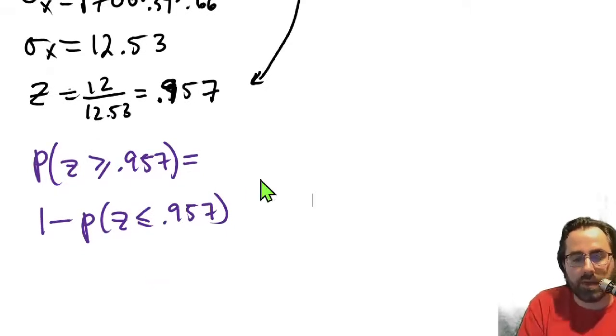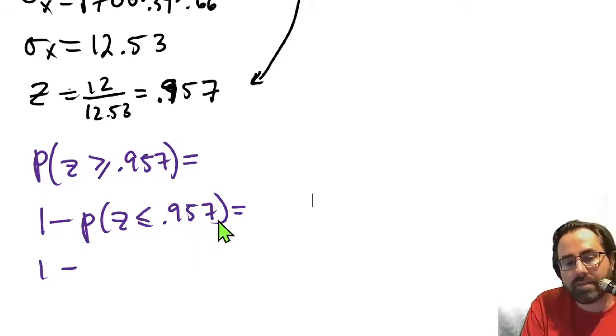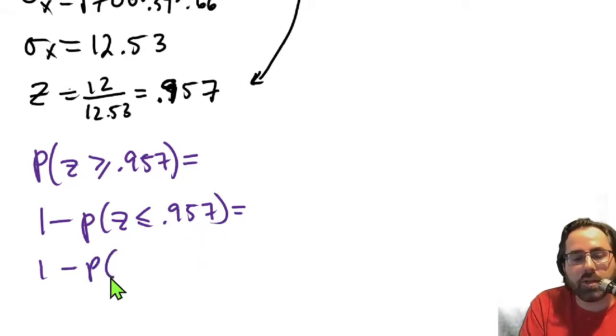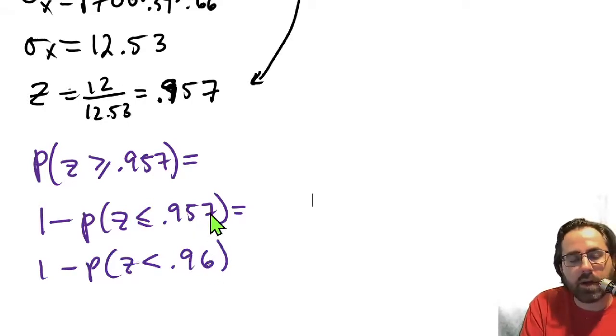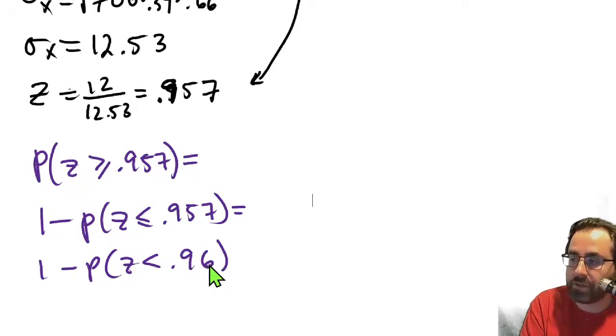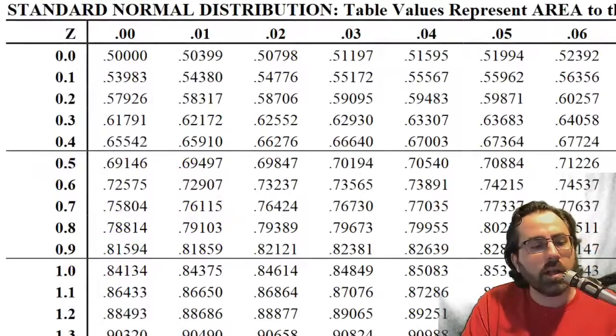So let's just finish this up. So this is 1 minus the probability of z being less than 0.957. And our z-score 0.957 is really close to 0.96. And I just rounded that because our table of z-scores goes to the hundredth place. So let's take a look and let's find this out. 1 minus, what is this value? What is this probability? So let's look up 0.96.